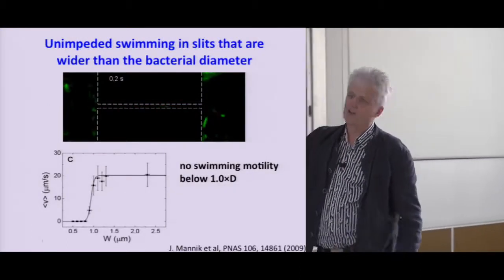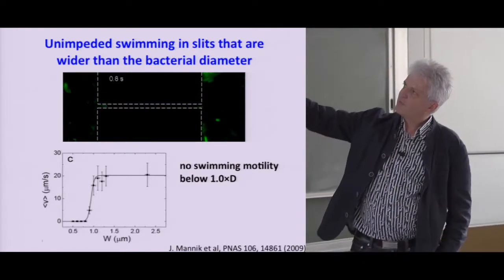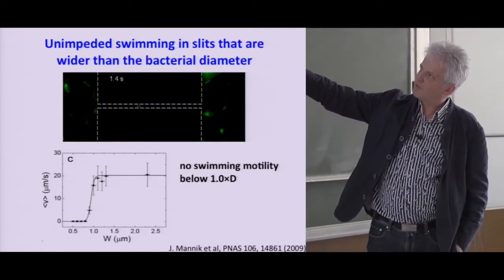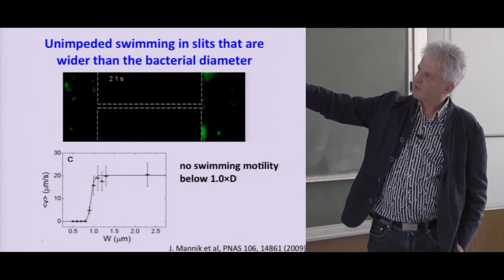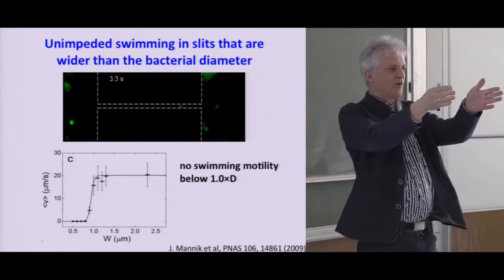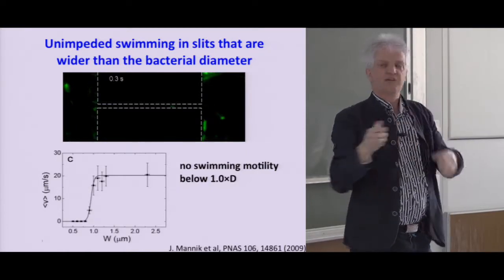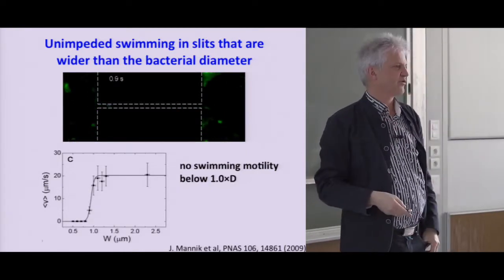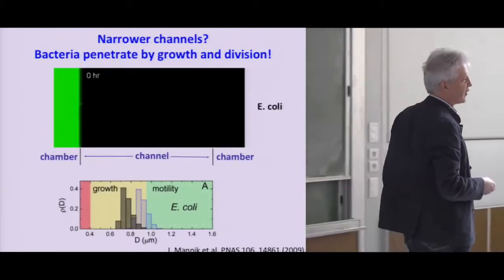Indeed, if we make the slit a little bit wider, we can see E. coli bacteria swim nicely from one chamber to the next. We can measure the swimming speed, 20 microns a second. And if we make the channel smaller and smaller, at 1 micron size, it stops swimming. End of the boring control experiment.